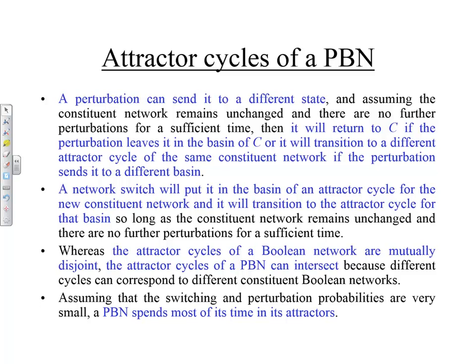So assume that the switching and the perturbation probabilities are very small, because these are things you don't want to happen all the time. The network switching should happen only sometimes, so the probability of the network switching should be small. Even the perturbation you don't want all the time, so the perturbation probability will also be small. If you make that assumption, then a PBN will spend most of its time in its attractors, because it's not just jumping across different states just because the network switched or a gene flipped.